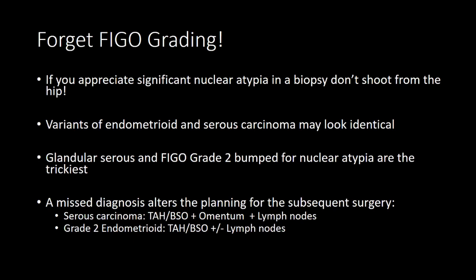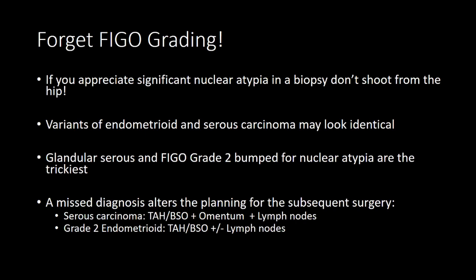And this is important because a missed diagnosis in this area really alters the planning for the subsequent surgery, as serous carcinoma is often going to be accompanied by a complete staging procedure, whereas a grade 2 endometrioid carcinoma might just have a total abdominal hysterectomy, maybe some nodes, and the tubes and ovaries are going to come out, but they'll usually leave the omentum behind.